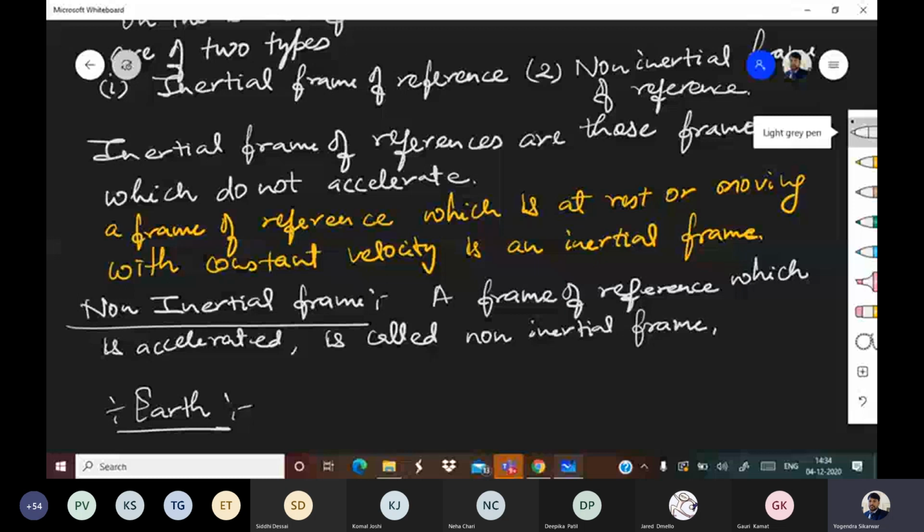Okay, good. So the basic thing is that Newton's laws can be applied only in an inertial frame of reference. That's what Newton said. And what are inertial frames of reference? Such frames of reference which are non-accelerating. So either the frame of reference is at rest, that means if a person is at rest, that will be called an inertial frame of reference, or if a person is moving with constant velocity, then also that person will be called an inertial frame of reference. All right, let us move further.